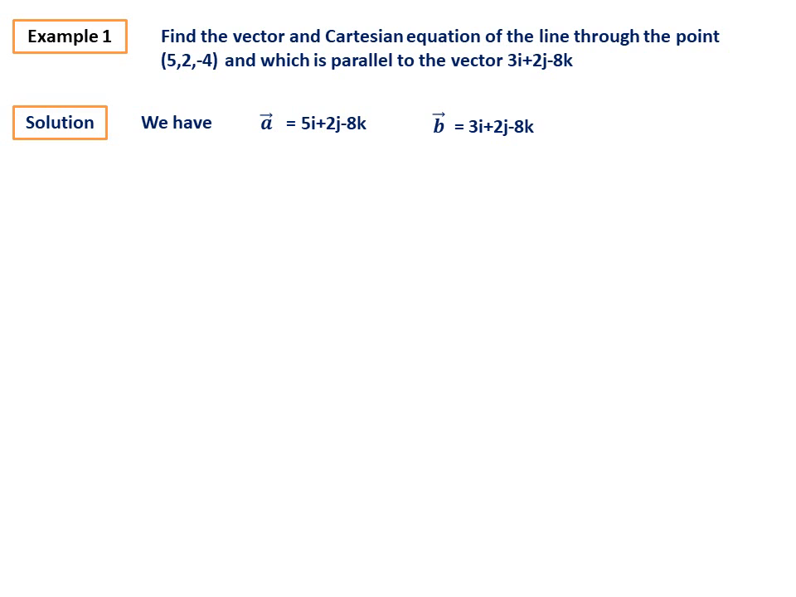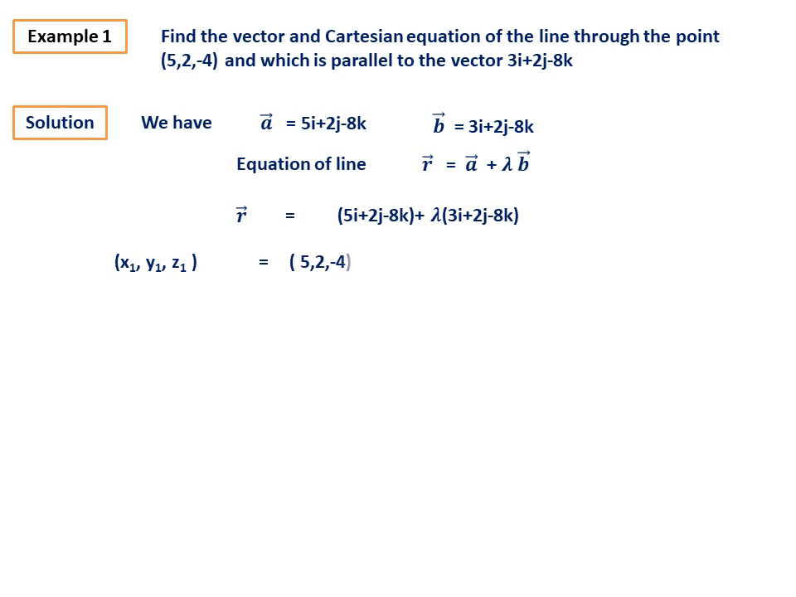And it is parallel to the given vector b. We have to take 3i plus 2j minus 8k. Now you know that the equation of the line in vector form is vector r equal to vector a plus lambda times vector b. Therefore, substitute: r equal to 5i plus 2j minus 8k plus lambda times 3i plus 2j minus 8k. So this is the answer.